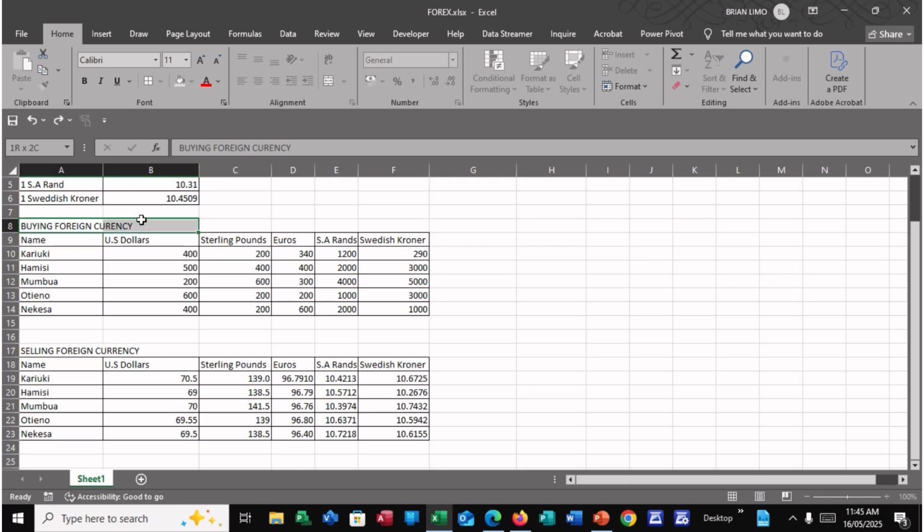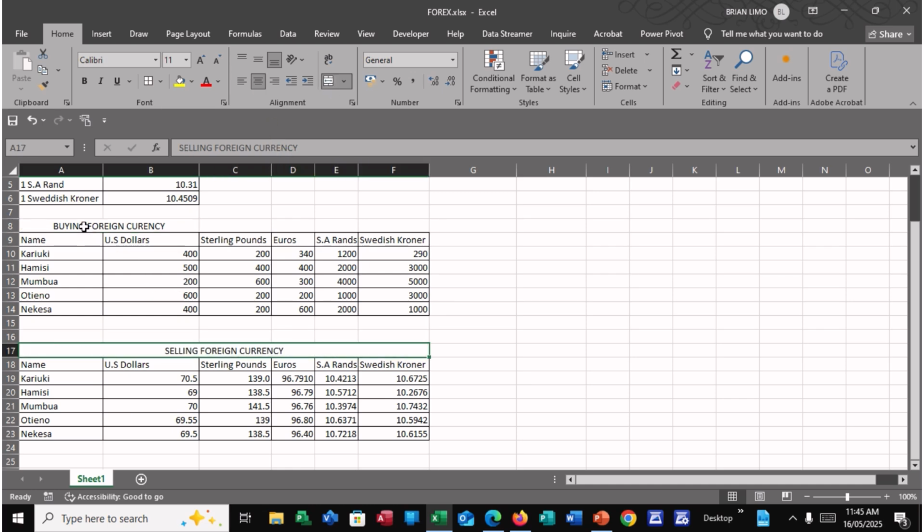I'm supposed to merge so that you can easily see it clearly. I'm supposed to merge this one. I merge all of it. I also merge this one, they all said here, so that we'll be able to see it correctly. Okay, this is the rate of each one of them selling at the given rate. For example, Karaoke was at 70.5 for the US dollars, 139.0 for the sterling pounds, 96.7910 for the euros, 10.4213 for South African rands, and 10.6725 for Swedish krona. The same applies to these ones, as you can see.